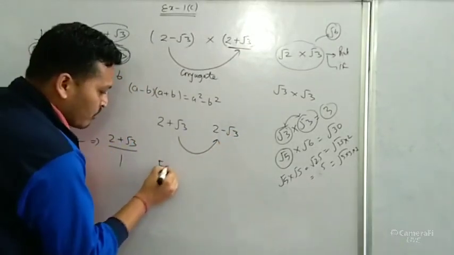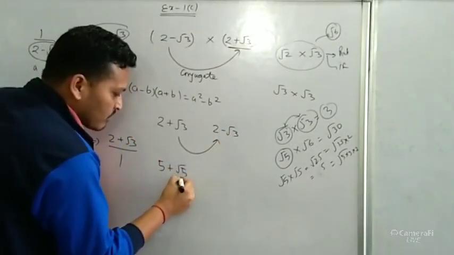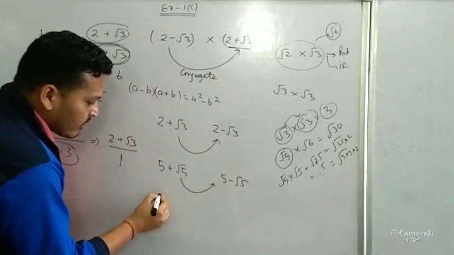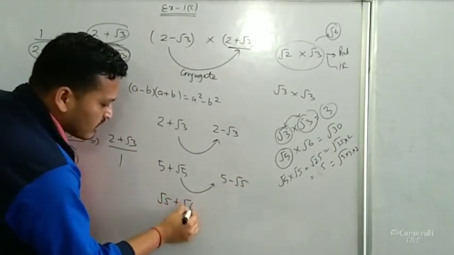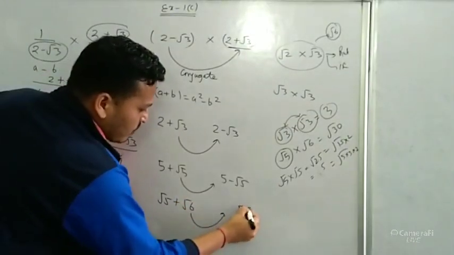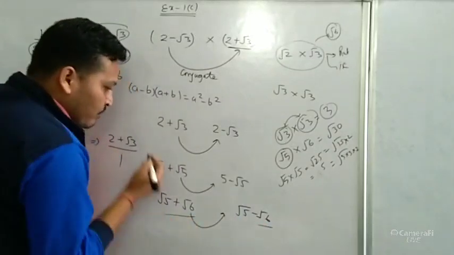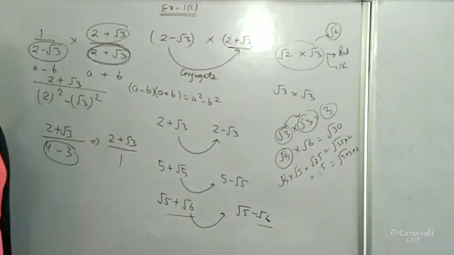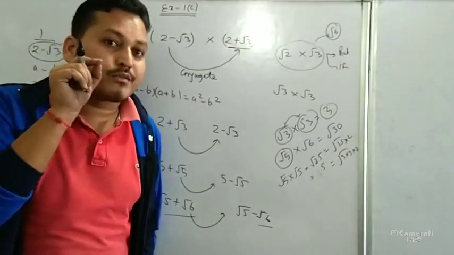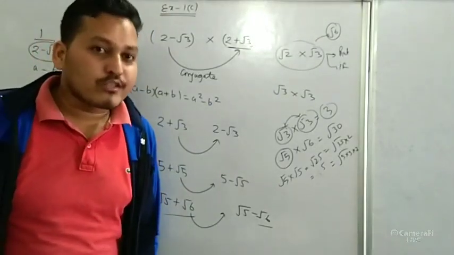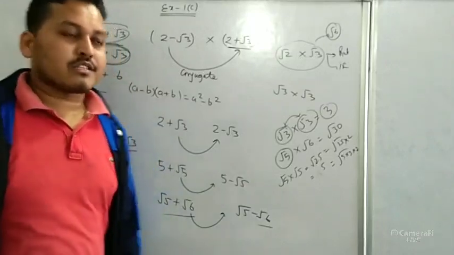Now what is the conjugate of 5 plus root 5? So the conjugate is 5 minus root 5. What is the conjugate of root 5 plus root 6? So the conjugate of root 5 plus root 6 is root 5 minus root 6. Okay, so when we multiply this form of the numbers, so answer in the form of a square minus b square, and with the help of that formula we can remove the sign of square root. Okay, so hope you understand this thing.